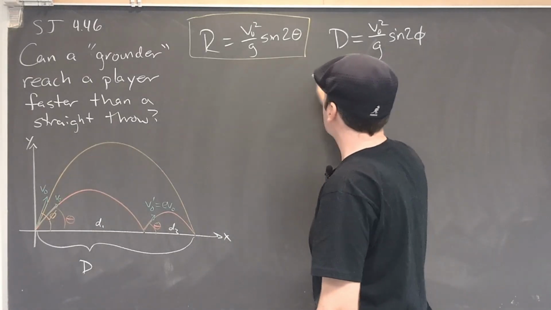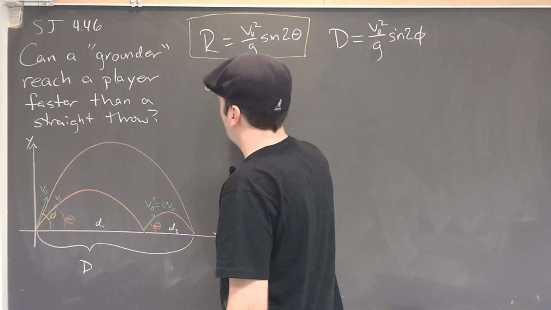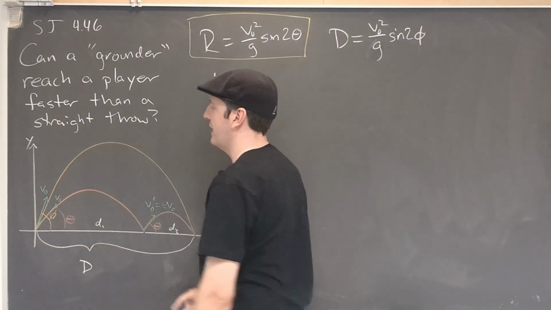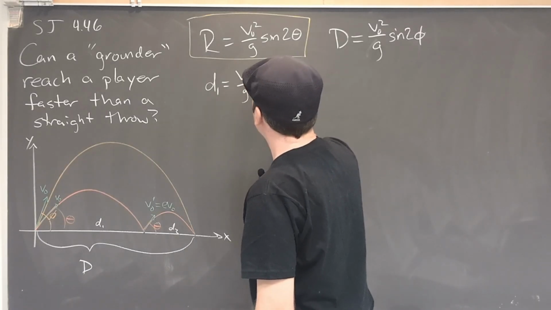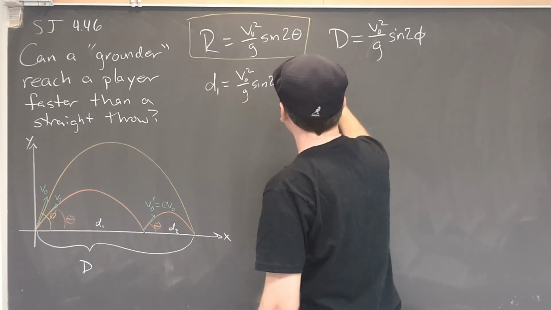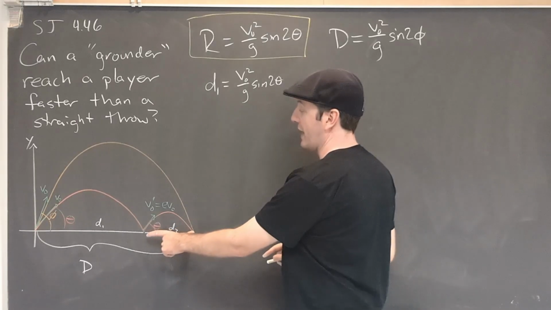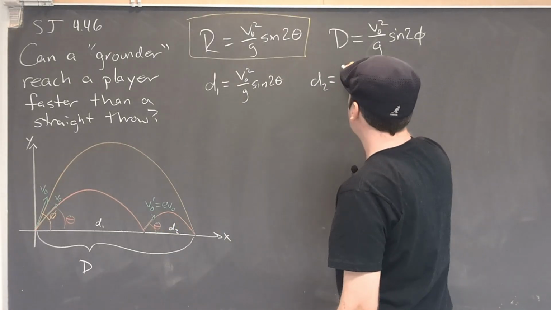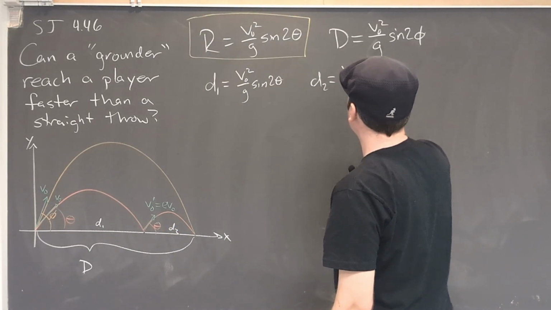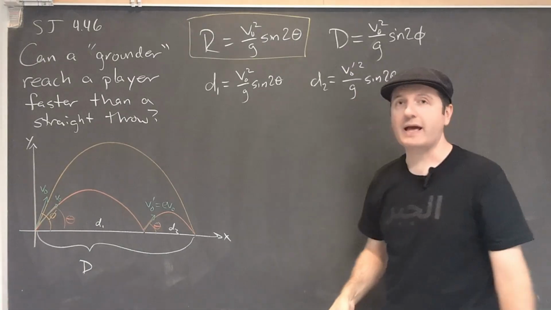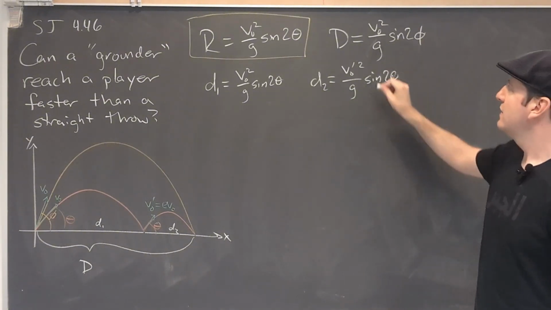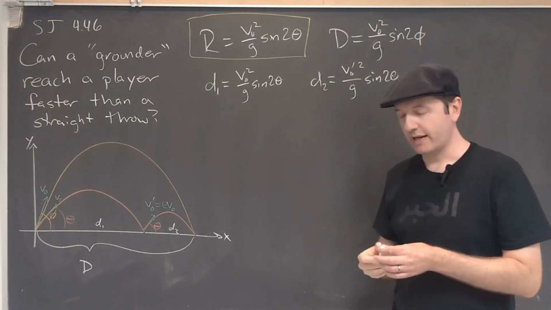We also know that d1, which is the range of this first red trajectory, will be v naught squared over g sine 2 theta. And we know that d2, which is the range of this second one, will be v naught prime squared over g, but with the same angle theta. At least that's the assumption we're making.